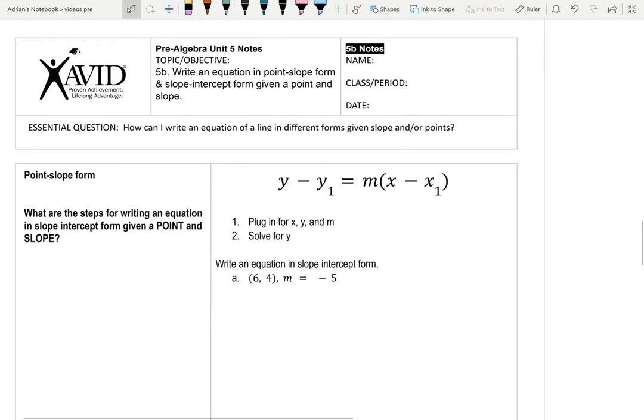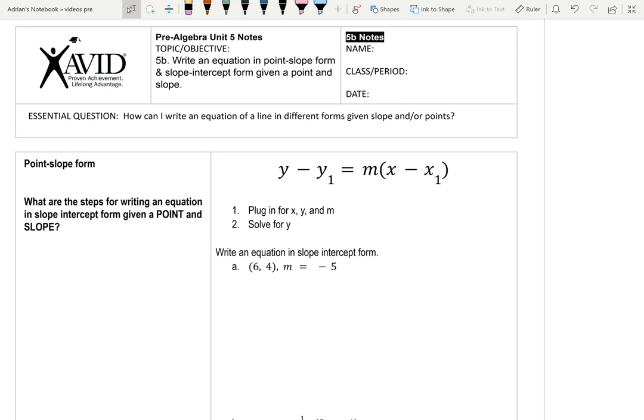So for our next set of notes in 5B, we're doing just what we did in 5A, but this time we are going from point slope form into slope intercept form. So we're going to do just what we did before. So let's start with that. And if you need a refresher on how to do that, then I would look back at the 5A notes.